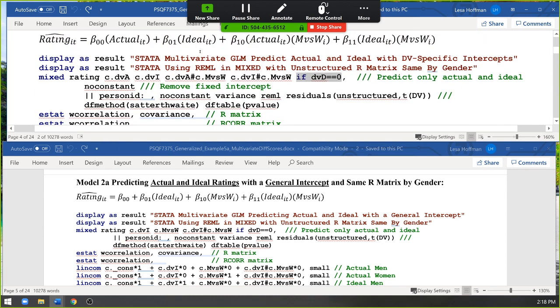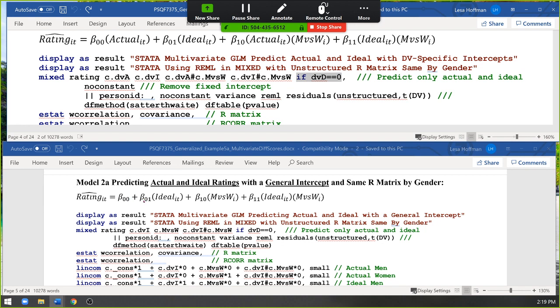Now, down below is an alternative way of setting up the exact same model. So this is 2A that I'm contrasting it with. This is a general intercept version of the same model. So we're still predicting actual and ideal, but I've put the general intercept back in. So I've got beta 00 sitting here by itself.